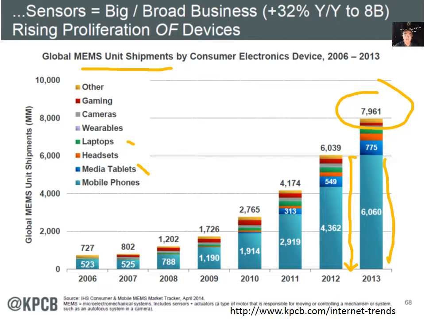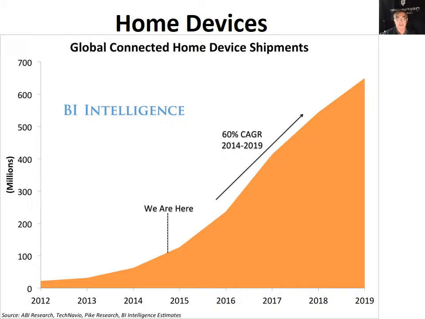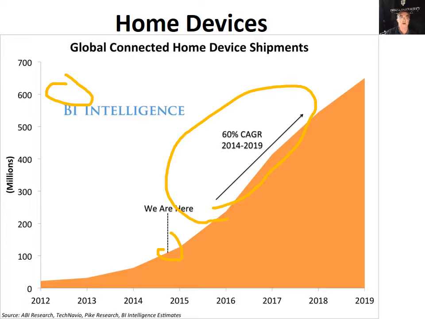Next, we have another example in the following slide, which covers those devices which live in the home. If you look at this, you can see that we have a 60% compound average growth over the next 5 years. It's going up from 100 million now to 600 million. So these are your webcams, smoke sensors, power monitors, your baby monitors, everything you want to monitor in the home.